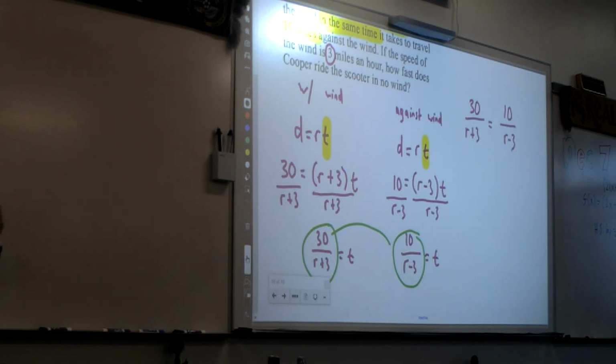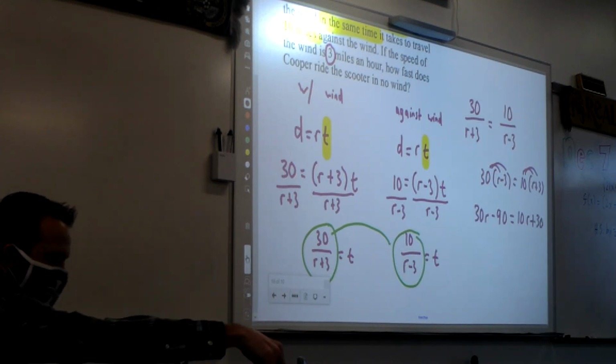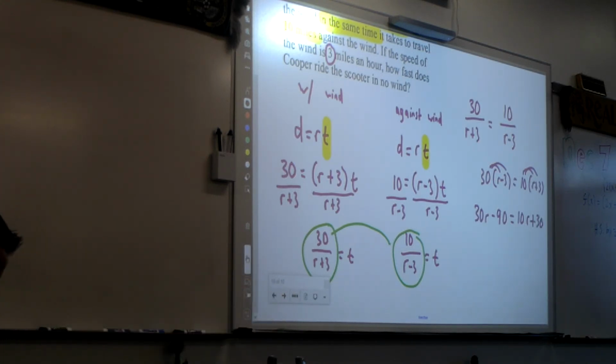From here we're just going to solve it and we'll figure out what r is. But knowing how to set that up, that's a skill you need to develop if you don't already have it. From here, I'm just going to cross multiply. I'm going to do 30 times r minus 3 is equal to 10 times r plus 3. And we're just going to go about solving this, alright? So that's 30r minus 90 is equal to 10r plus 30. And I'm tired of talking, so let's send it to Josh Wood. Will you take it from there to solve for r?